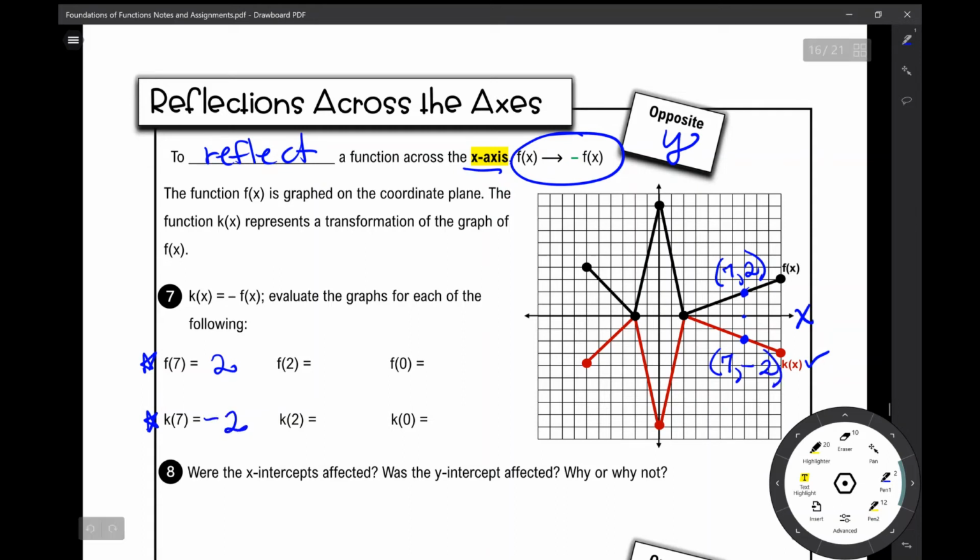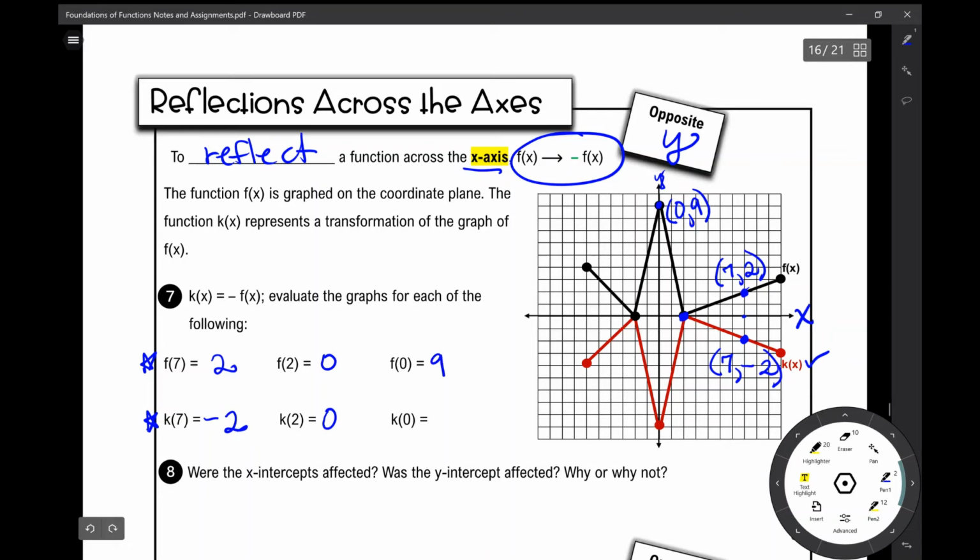Let's look at f of 2. F of 2, well, that's right here on our x-axis. What is y on our x-axis? Any point, it's 0. K of 2 also lies on our x-axis. It's also 0. Let's look at f of 0. What is y when x is 0? Well, let's see. X is 0. That's going to be on my y-axis. And here's where our point is. So f of 0 is 9.